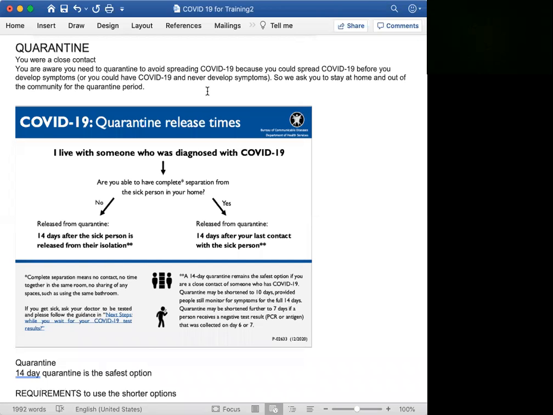This video is about quarantine. You understand that you were a close contact. You know that you need to quarantine to avoid spreading COVID-19 because you could spread COVID-19 before you develop symptoms, or you could have COVID-19 and never develop symptoms and then be spreading it. So we ask you to stay at home and out of the community for the quarantine period.